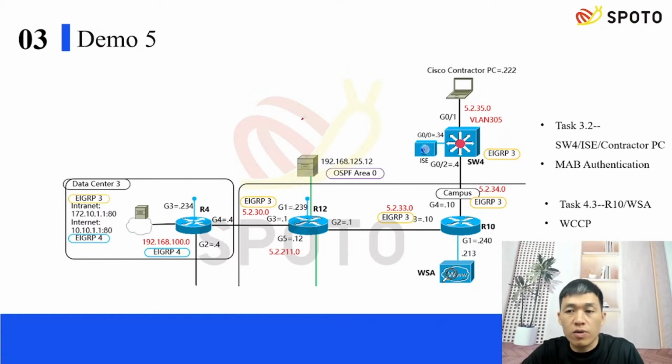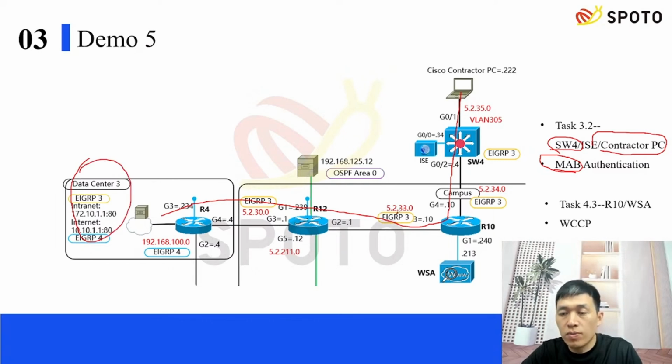Here is demo 5, and we will deploy MAB authentication, the second of the AAA authentications, and we will configure on switch 4, and finally CompTIA PC needs to access the servers. Alright.